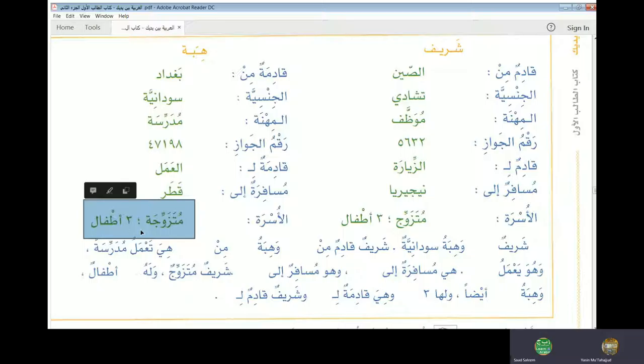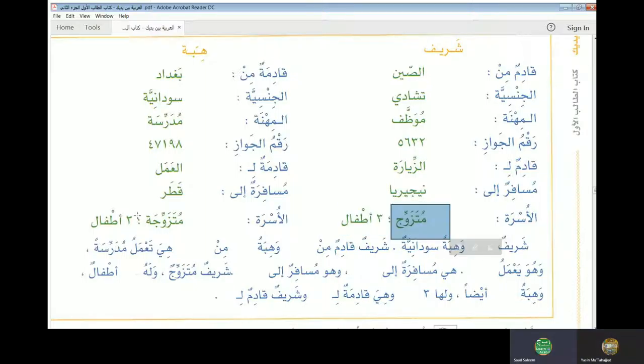Mutazawija. Thalathatu atfal. Three children. So mutazawijun is for male and mutazawija is for female.